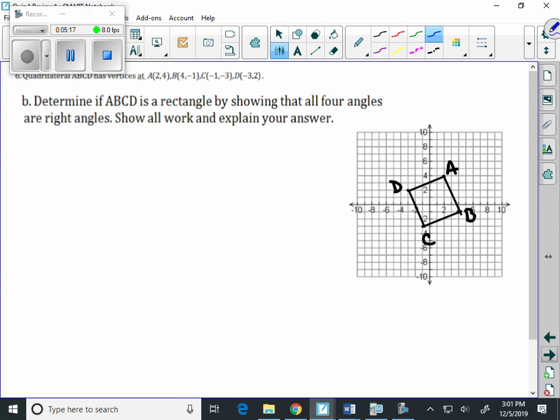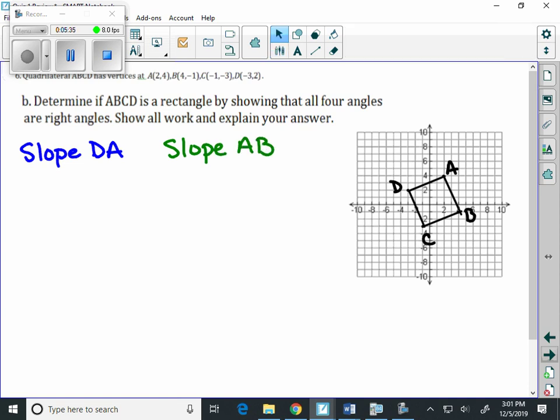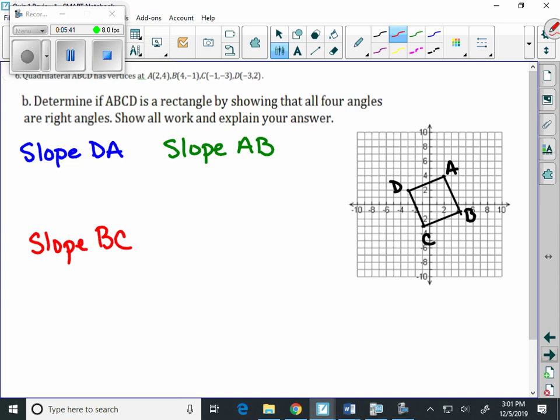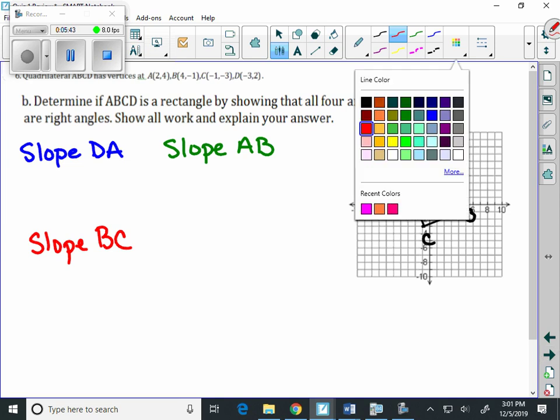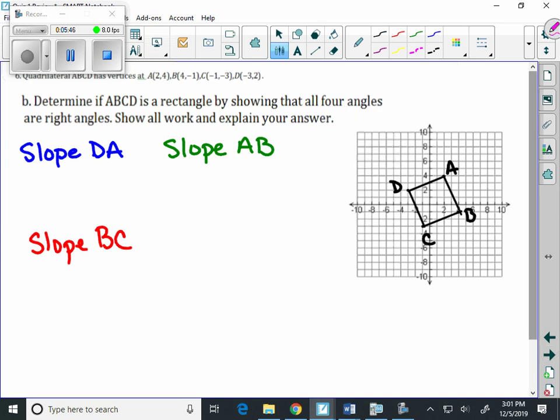We're going to figure out, well, what is the slope of DA, or AD if you prefer. We want to figure out the slope of AB. We also want to figure out what is the slope of BC. And we want to figure out what's the slope of DC, CD if you prefer.